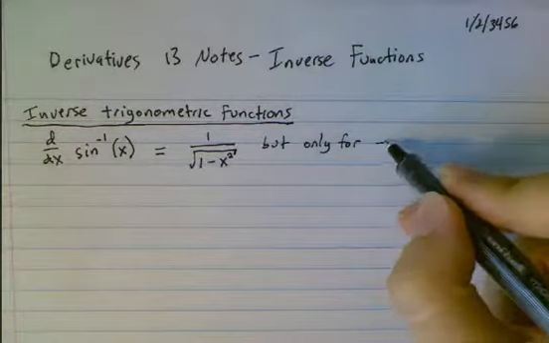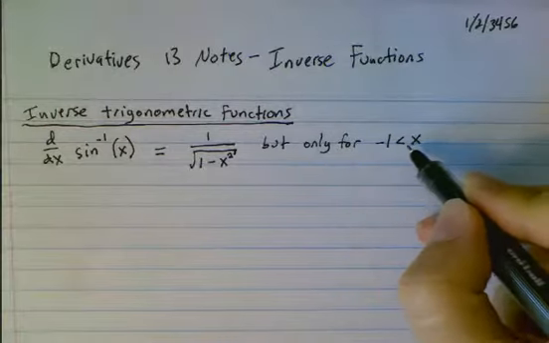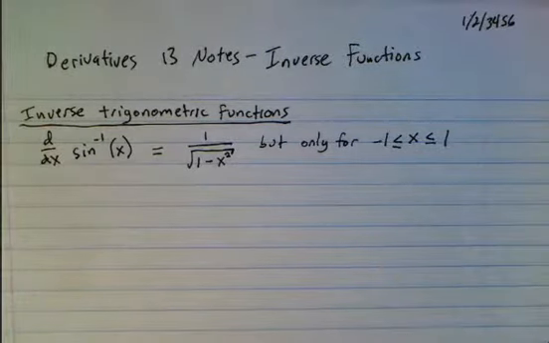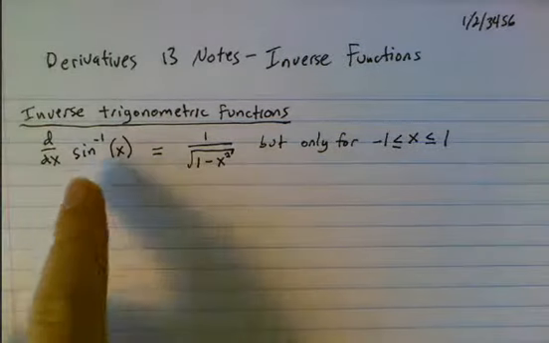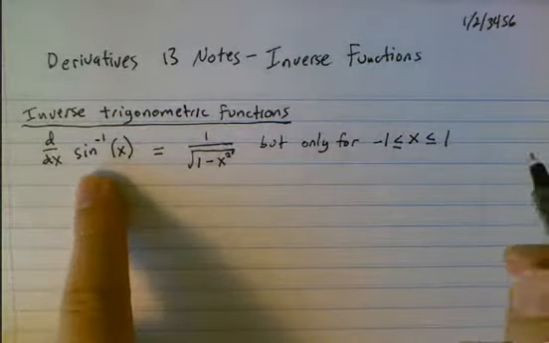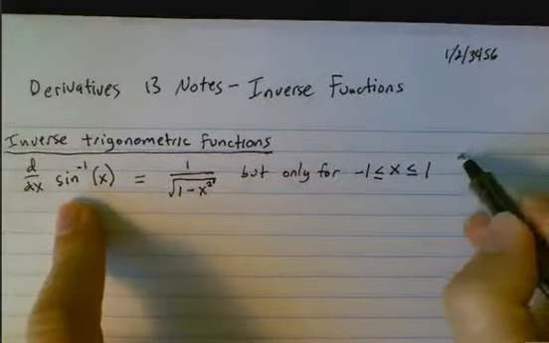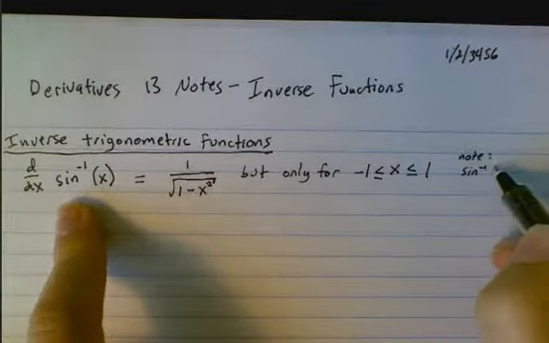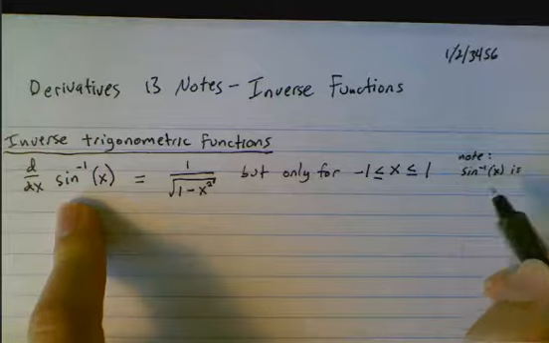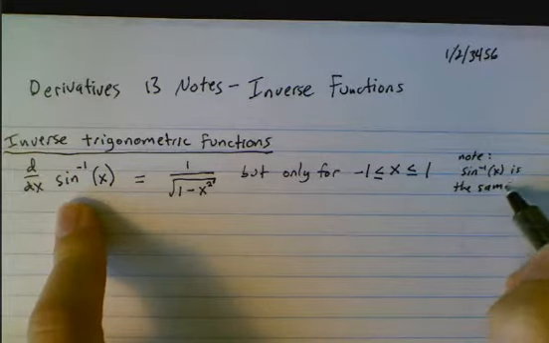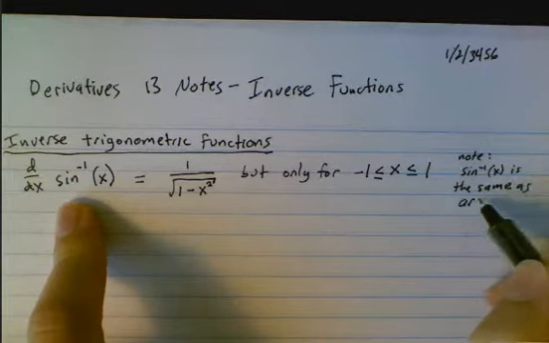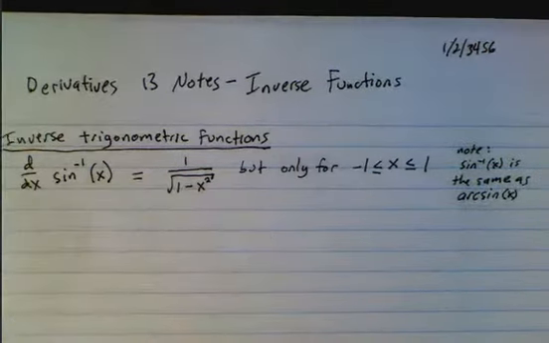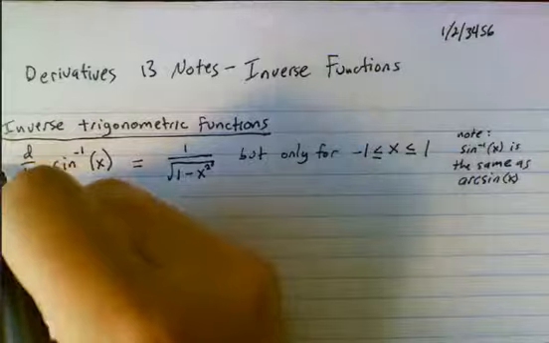x is between -1 and 1. Remember that sine -1 of x, inverse sine, is also written as arc sine of x. Okay, so there's one of our formulas.